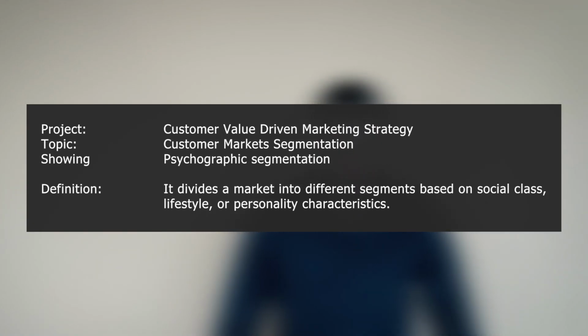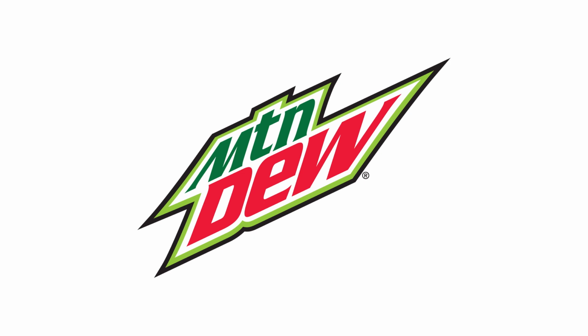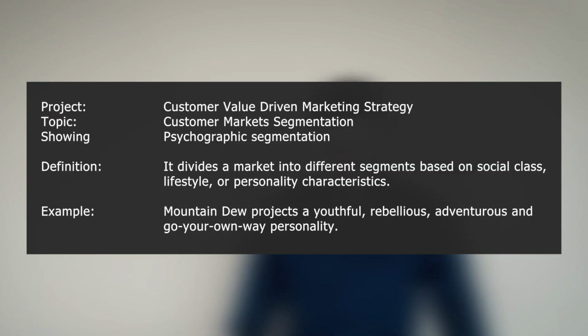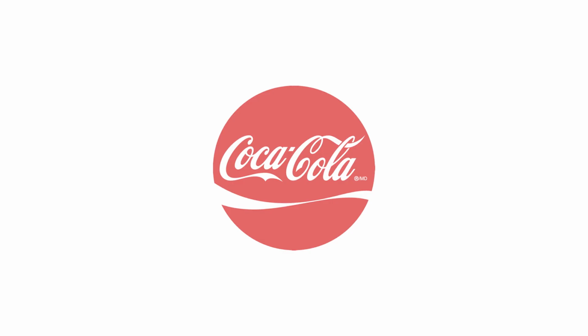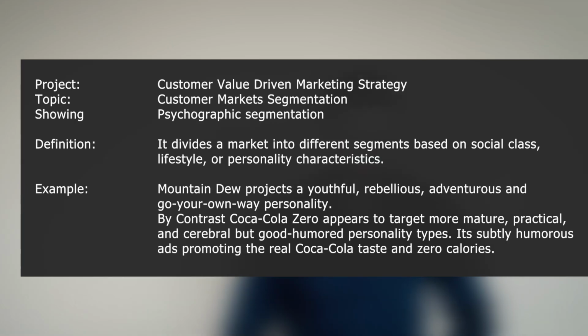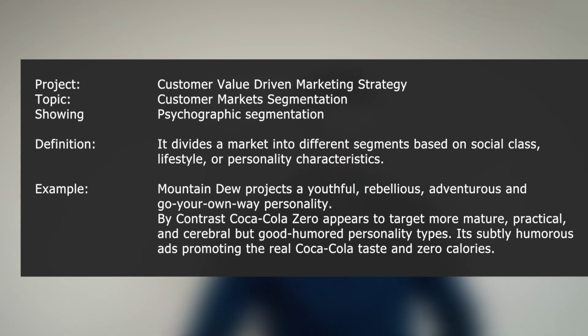So far we discussed geographic and demographic segmentation. Psychographic segmentation divides a market into different segments based on social class, lifestyle, or personality characteristics. As an example, Mountain Dew projects a youthful, rebellious, adventurous, and go-your-own-way personality. By contrast, Coca-Cola Zero appears to target more mature, practical, and cerebral but good-humored personality types. Its subtly humorous ads promote the real Coca-Cola taste and zero calories.